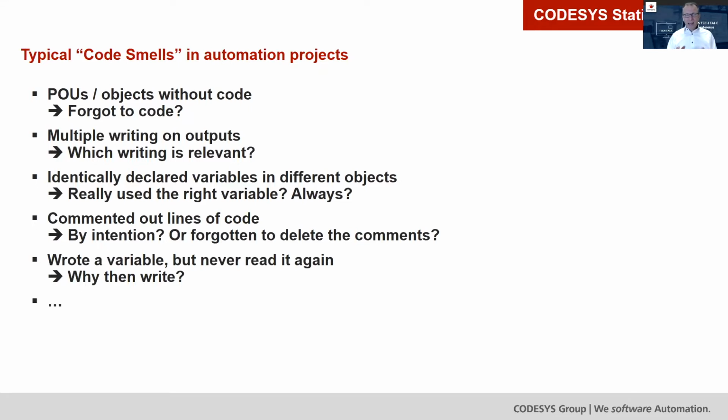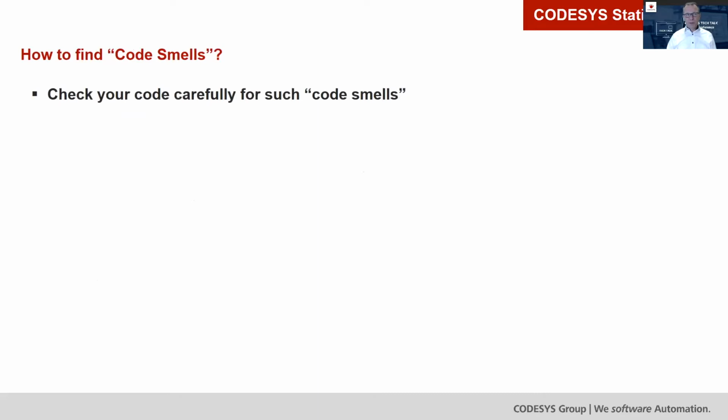And there are many other similar code locations which we could declare as code smells. Syntactically correct code, but this code can lead to a certain problem during commissioning, during programming, but as well during operation. Now, how can we find such code smells?